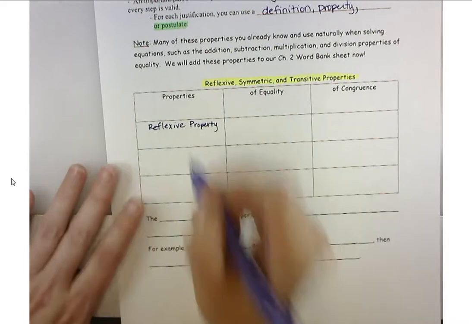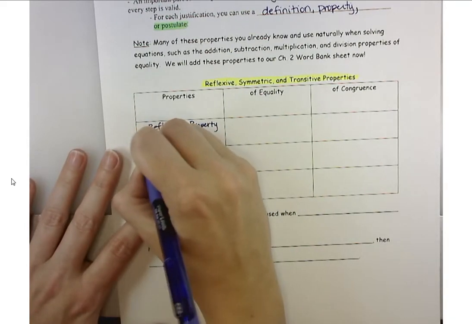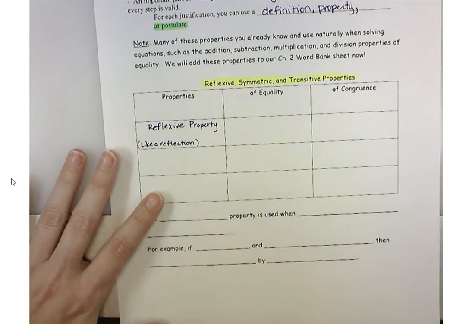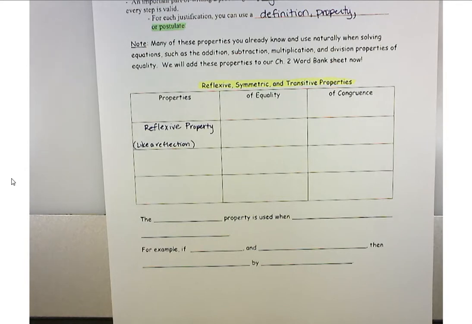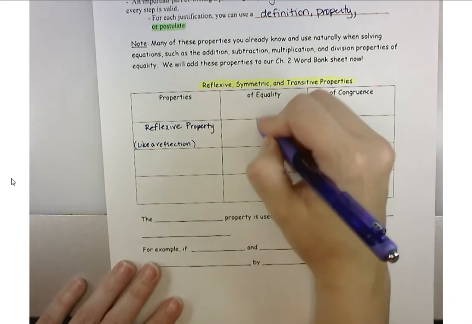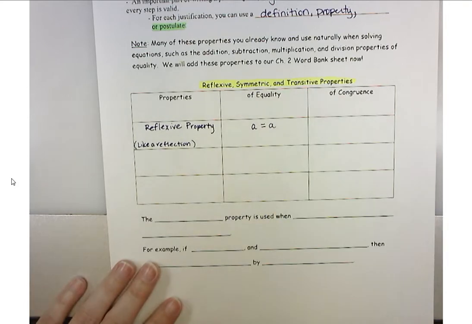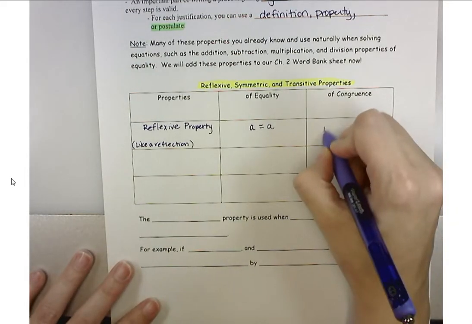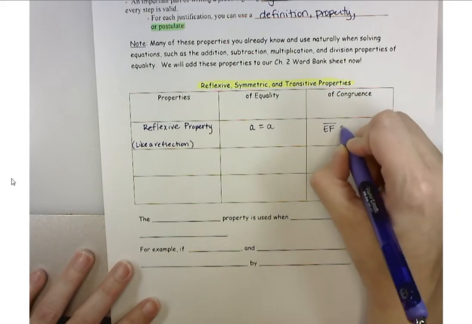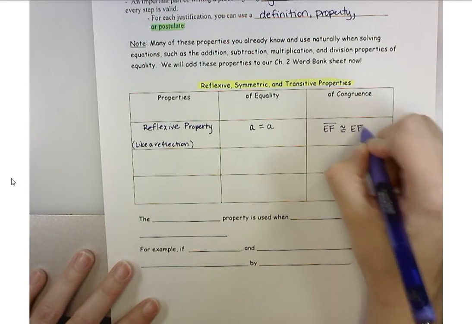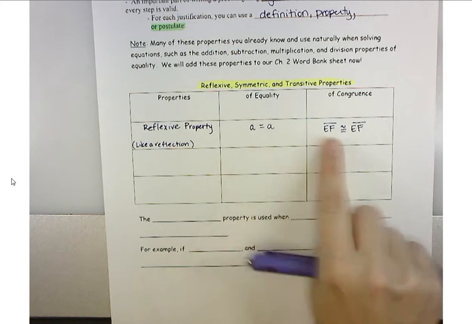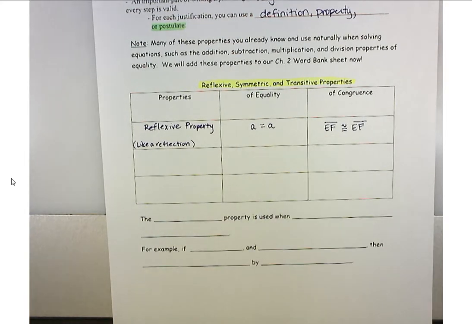The first one we're going to talk about is the reflexive property. That is going to be like a reflection, because you're looking back at the same thing. So if it's of equality, you might have something where A is equal to itself. If it's of congruence, you could have a segment is congruent to itself. EF is congruent to EF. So it would be the same thing equals itself.